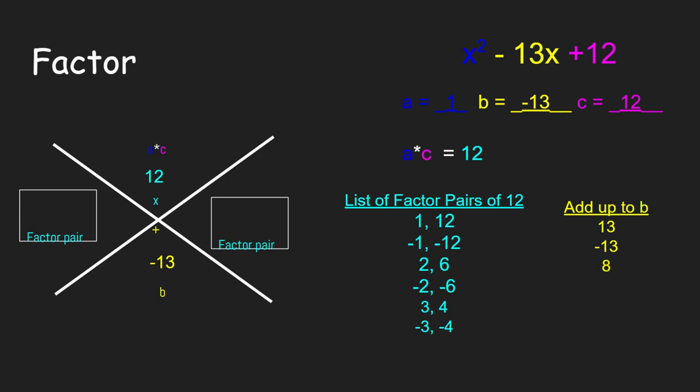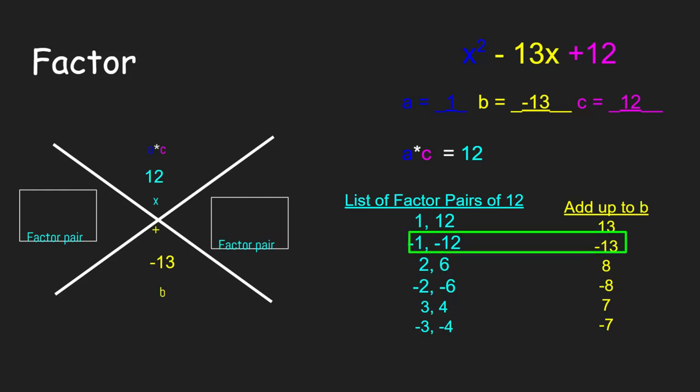2 and 6 give us 8. Negative 2 and negative 6 give us negative 8. 3 and 4 is 7. Negative 3 plus negative 4 is negative 7. So the factor pair that adds up to B is negative 1 and negative 12.